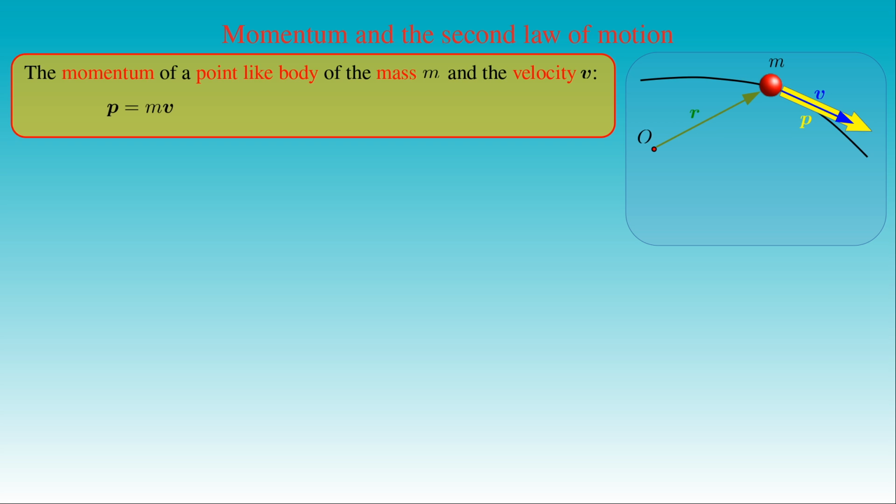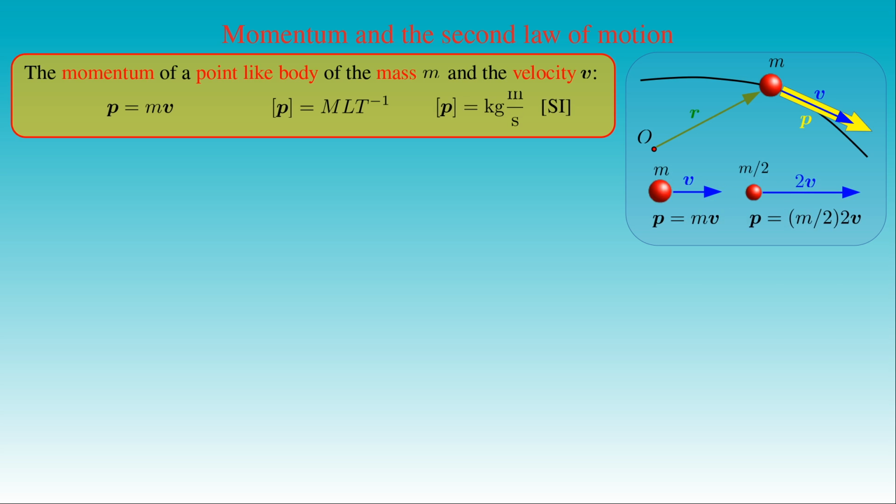By definition, the unit of momentum is equal to the unit of mass times the unit of length times the unit of time to the power of -1, and it is given by kilogram meter per second in SI. It also follows from the definition that a body of the mass m and the velocity v has the same momentum as the one of the mass m/2 and the velocity 2v. In other words, a more massive object and a less massive one can have the same momentum if their instantaneous velocities point in the same direction, but the massive object is slower than the less massive one.